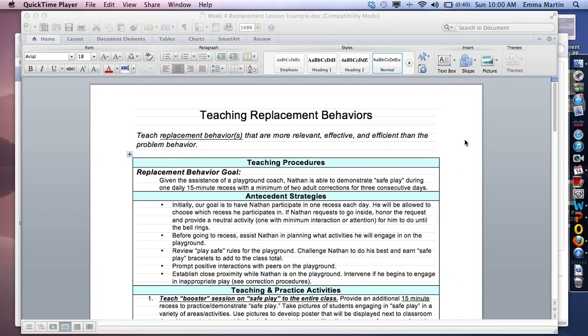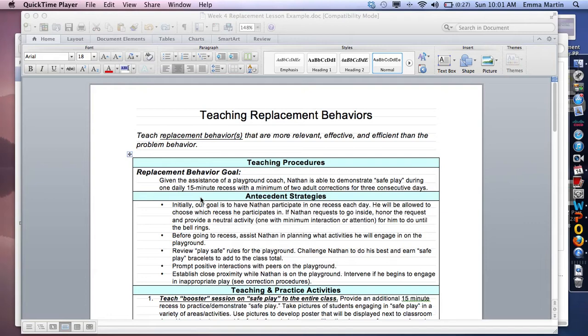Okay, let's look at Nathan and his replacement behavior. And this is an example of what we put together for him. Okay, so here we've got the replacement goal. What we're working on is setting it up so that he has a playground coach that's going to help him with safe play and provide him with corrections as needed.